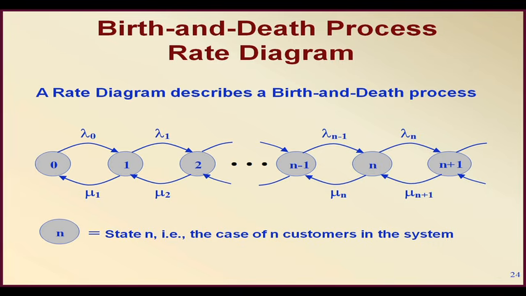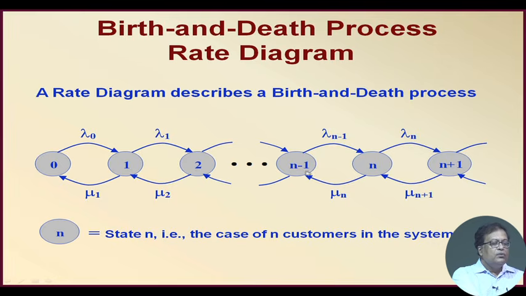So, what is a rate diagram? Look at this rate diagram very carefully. This describes a birth and death process. What are these 0, 1, 2, n minus 1, n plus 1? They actually determine the system state. Say a system state is 2. What is the meaning of this? That means there are 2 customers in the system, right. There are 2 customers in the system.